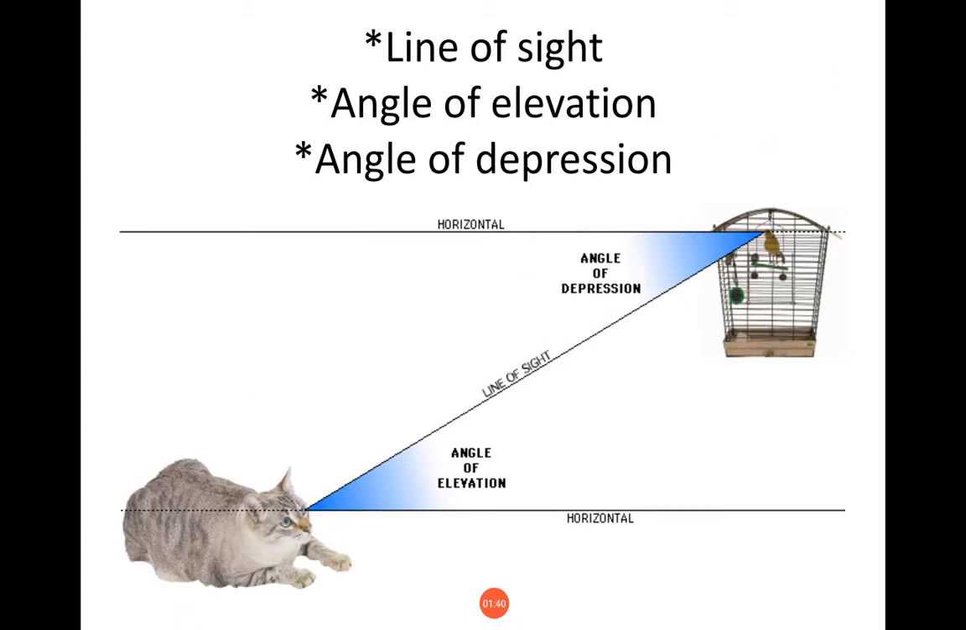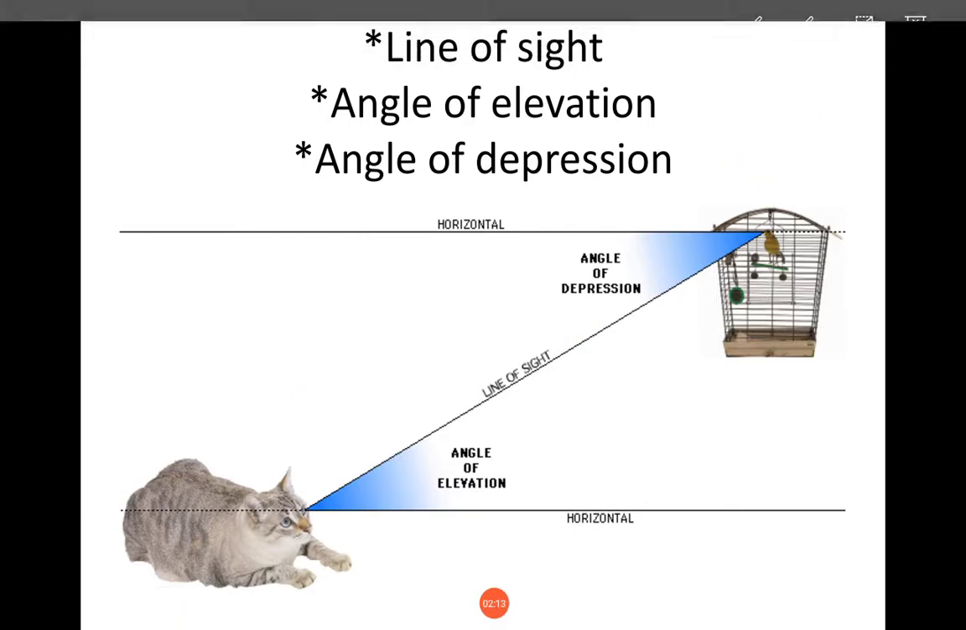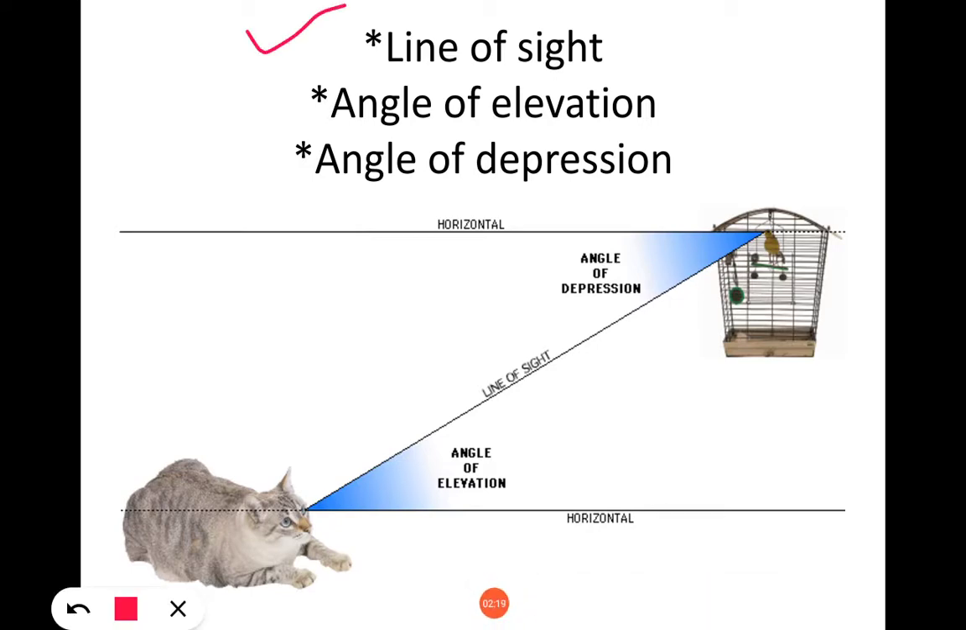So, students, here we have two situations. When the observer is on the ground and the object is at the top, then the angle made by line of sight with the horizontal is called angle of elevation. And if the observer is at the top and object is on the ground, then the angle made by the line of sight with the horizontal line is called angle of depression. So here we have discussed three main points: line of sight, angle of elevation and angle of depression.